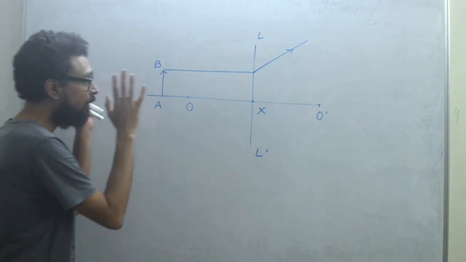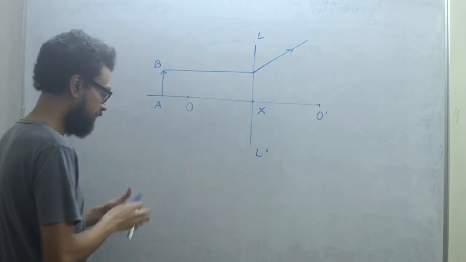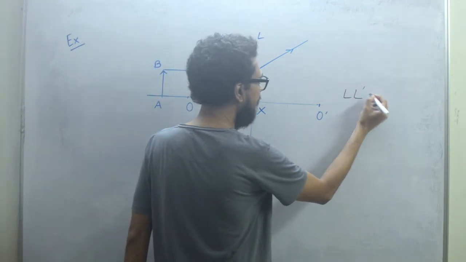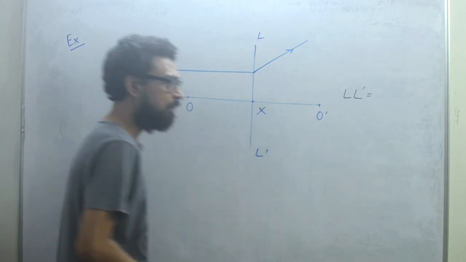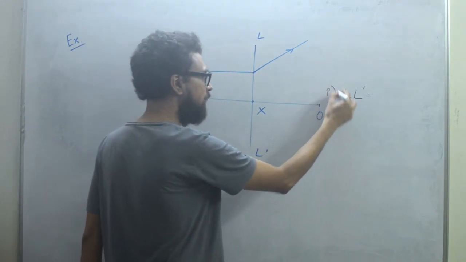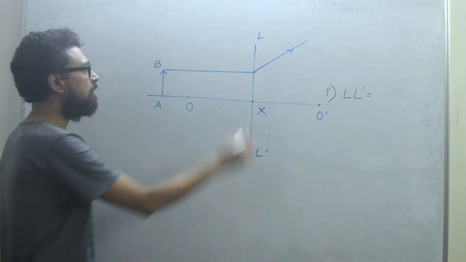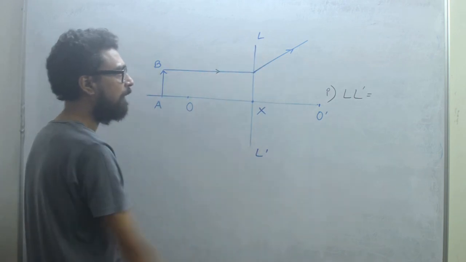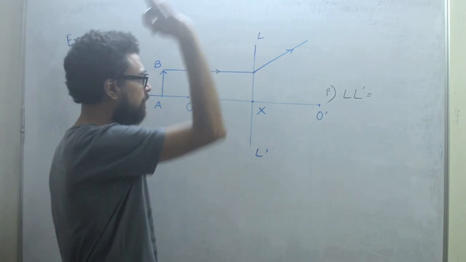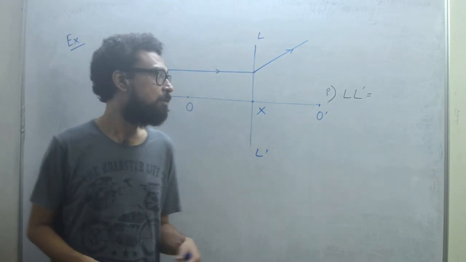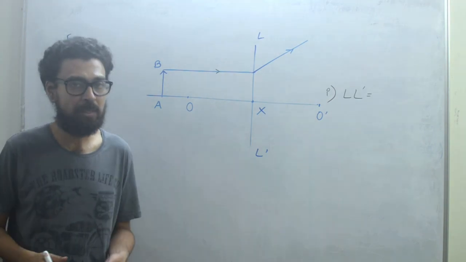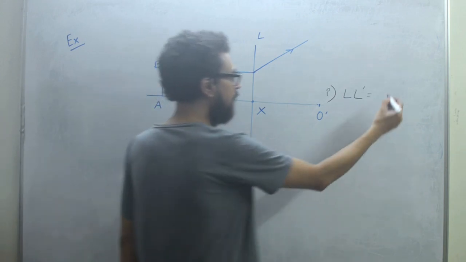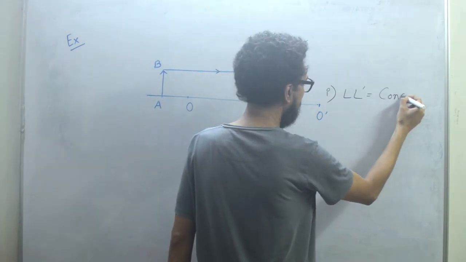Alright, so this is the diagram. Now what are the questions they have asked? First of all, they have asked what is the nature of the lens LL'. This is the first question. Since you can see there is a parallel beam of light from B, incident on the vertical axis of the lens, and it has a tendency of divergence. In our syllabus we know that divergence occurs for a concave lens. So the answer here is, it is a concave lens.